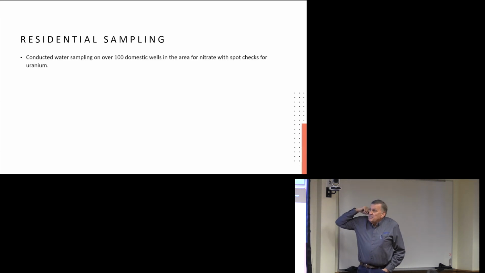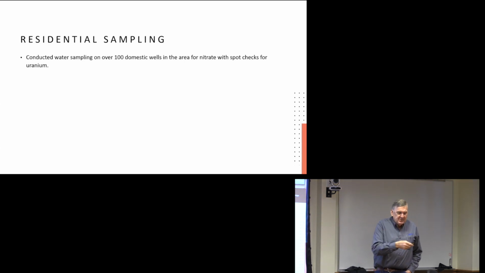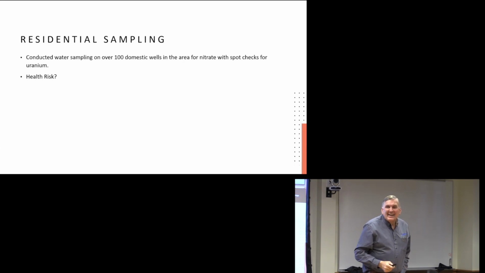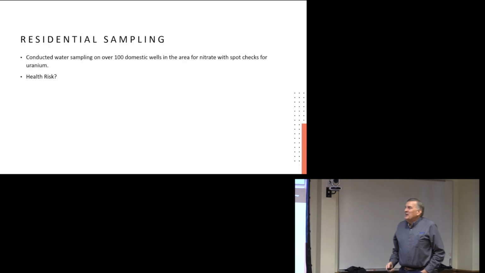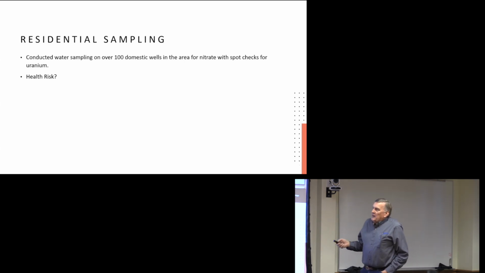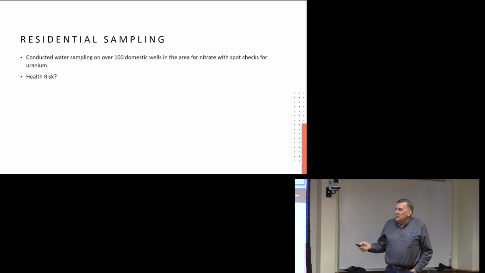So, residential sampling. We conducted water sampling on over 100 domestic wells, with spot checks for uranium. We just did that last year. So, what is the health risk for uranium? Kidney damage, bone damage. At very high concentrations, it can lead to cancers, but you're generally not going to see that concentration present in Nebraska. Okay. So that was a good justification for the health risk side of it.